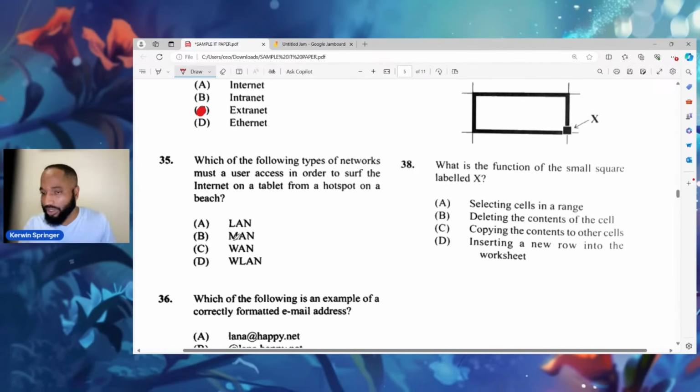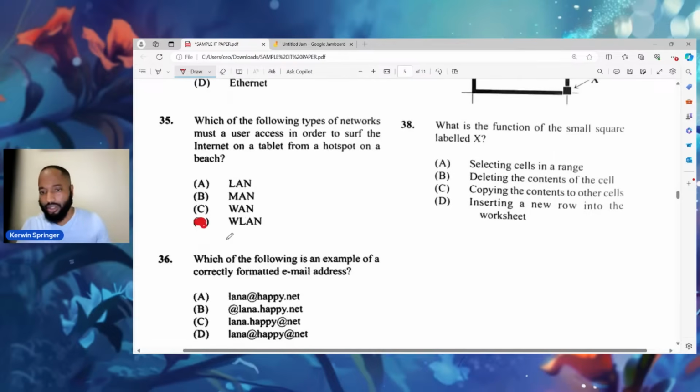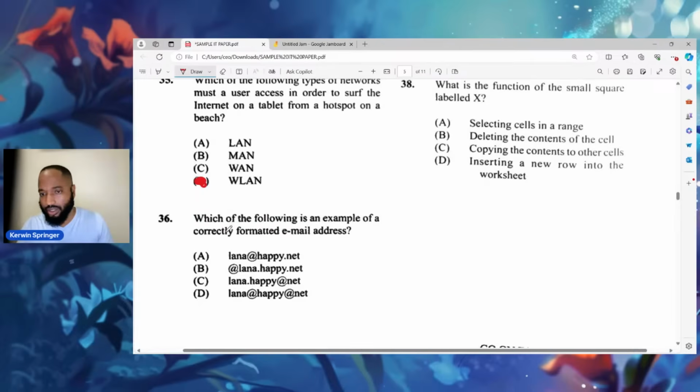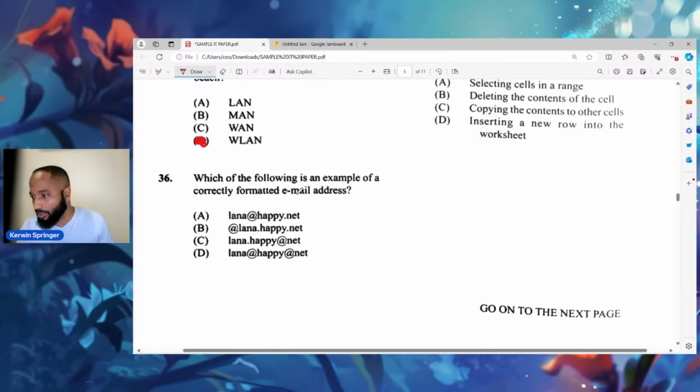Which of the following types of networks must a user access in order to surf the internet on a tablet from a hotspot on the beach? On a tablet from a hotspot on the beach. A WLAN. Which of the following is an example of a correctly formatted email address? lana@happy.net.